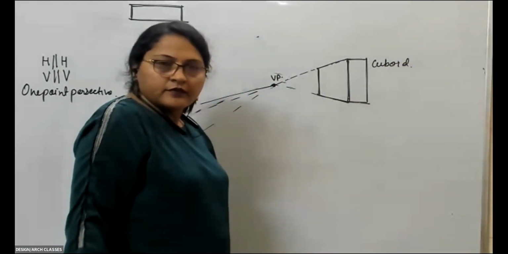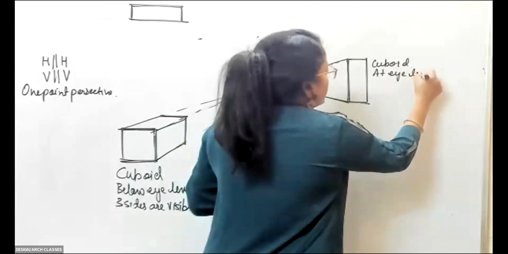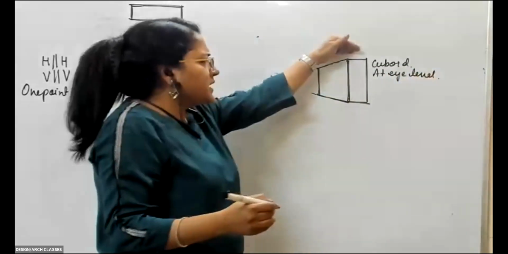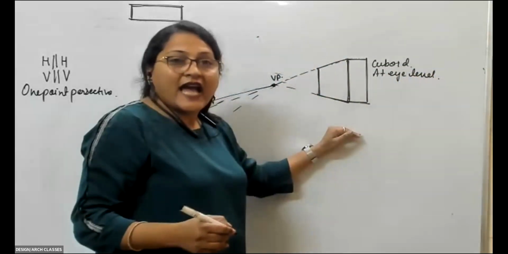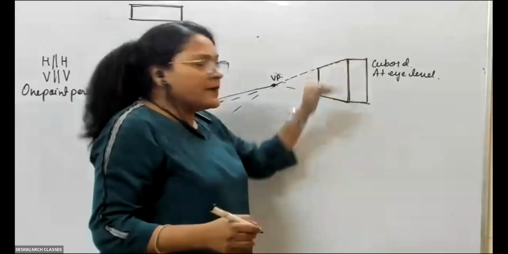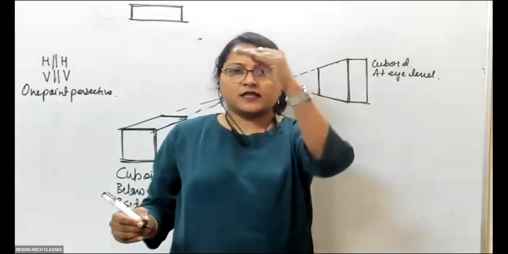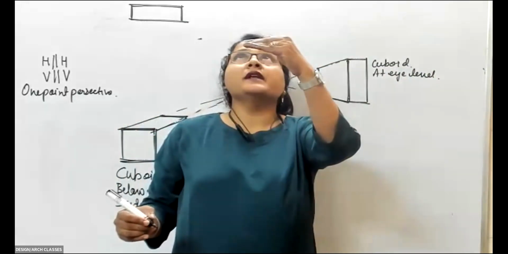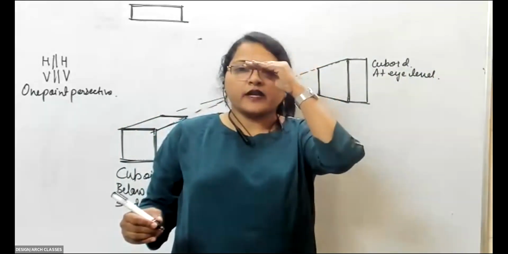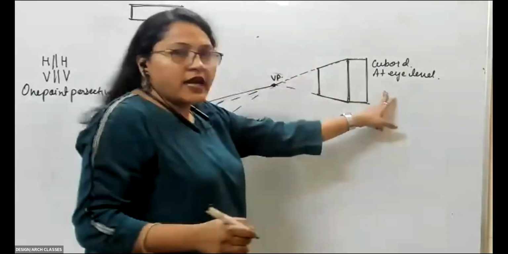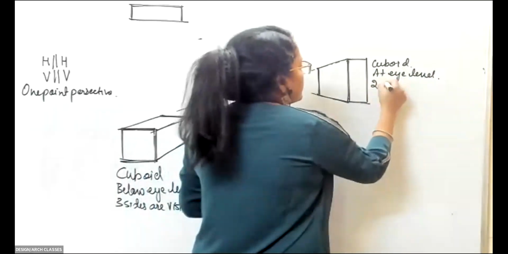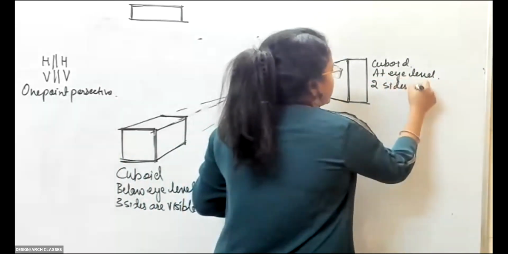Yes. What is the eye level? At eye level. Neither the top nor the bottom is visible. At eye level, no top, no bottom. So I can see just like this. I cannot look like this or like that. So at eye level, two sides are visible.